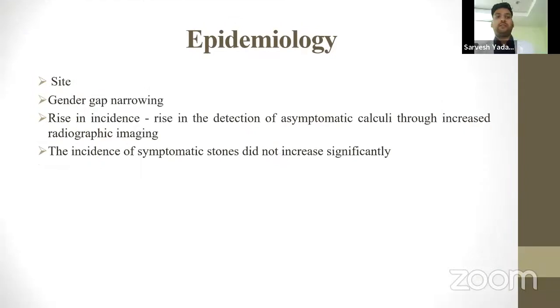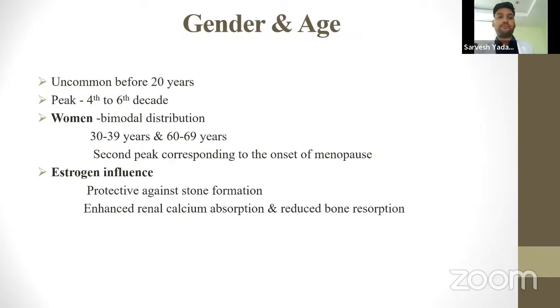Epidemiology, site. Stones can occur anywhere from the upper urinary tract to the lower urinary tract. The gender gap is narrowing now because of the rise in detection of asymptomatic stones through radiographic images. The incidence of symptomatic stones did not increase significantly.